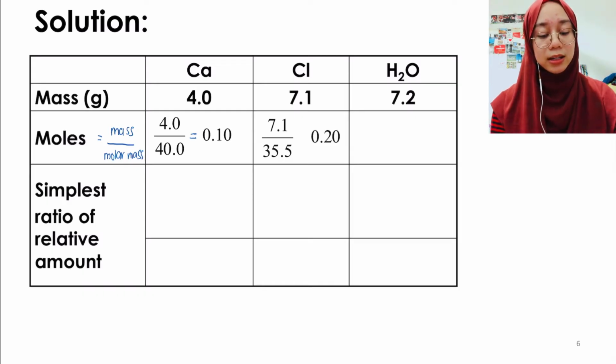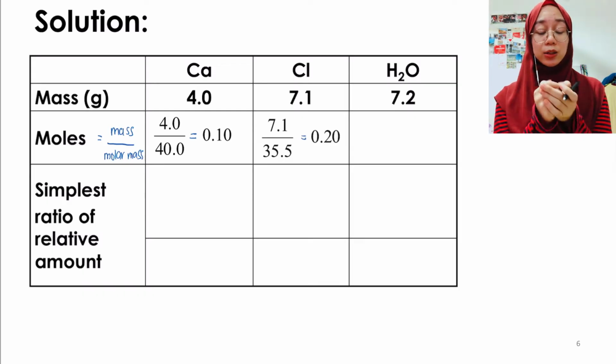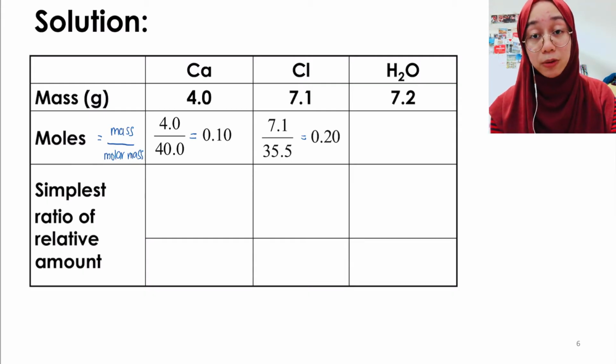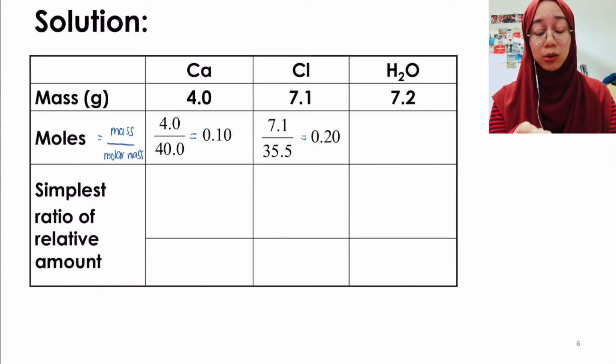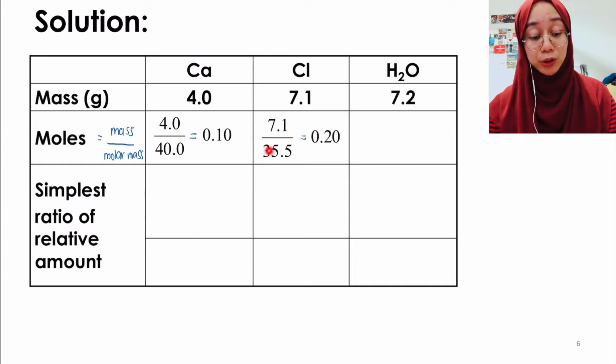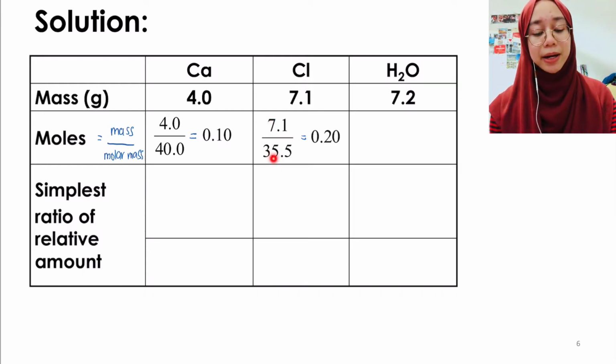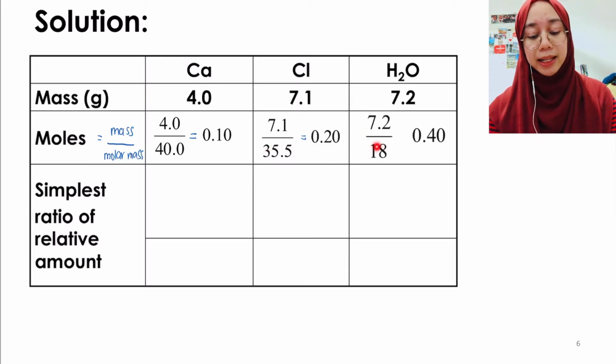And then show your calculation. Don't just do the calculation in the calculator and then directly put the number of moles in this table. No. You have to show your calculation. Do you think you hand your calculator to the person marking your paper? No. So you need to show your calculation here. This one here is mass of chlorine divided by the atomic mass of chlorine, the molar mass of chlorine, so you get 0.2. And water is 7.2 divided by 18. 18 is the molar mass of H2O. So we get 0.40.